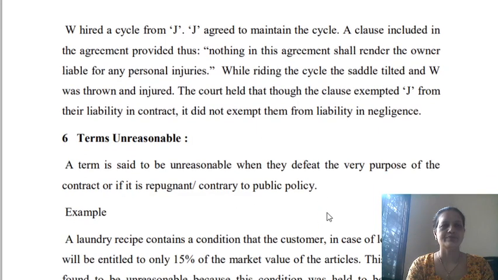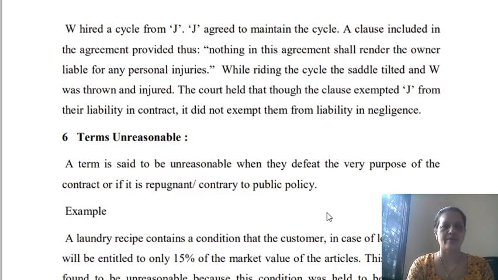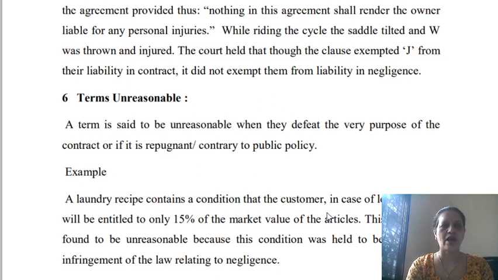Example: W hired a cycle from J. J agreed to maintain the cycle. A clause included in the agreement provided that nothing in this agreement shall render the owner liable for any personal injuries. While riding the cycle, the saddle tilted and W was thrown and injured. The court held that though the clause exempted J from liability in contract, it did not exempt them from liability in negligence. It did not exempt them from liability in tort.